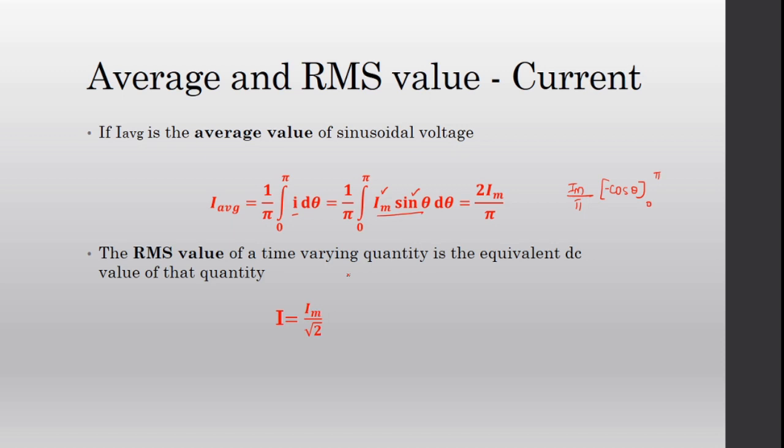And the RMS value, once again, is 1 by root 2 times the maximum value. So the maximum value that we have found here, if I divide by root 2, what we get is the RMS value of current.